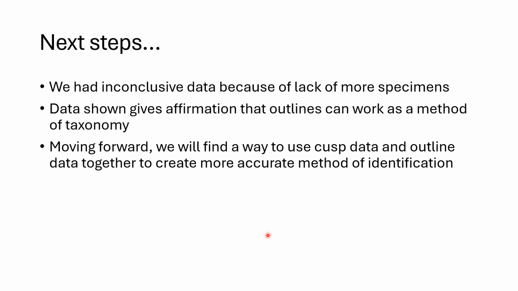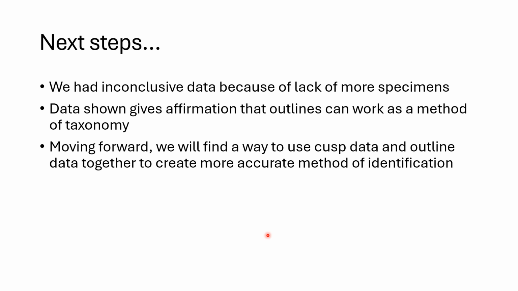Next steps in our research: we had a lot of inconclusive data because of lack of more specimens, and also because we were using only the outlines, and mainly we wanted to see if it could possibly work. And as far as we were aware, looking at those graphs before and other data we were given, it does work to an extent. So our next steps moving forward, we want to first gain more samples. And also we want to find a way to use cusp data and outline data at the same time and merge them together to be able to properly identify rodentia species in more ways than one.